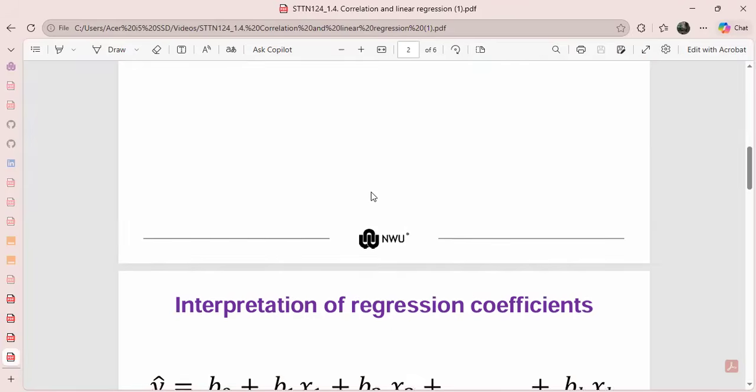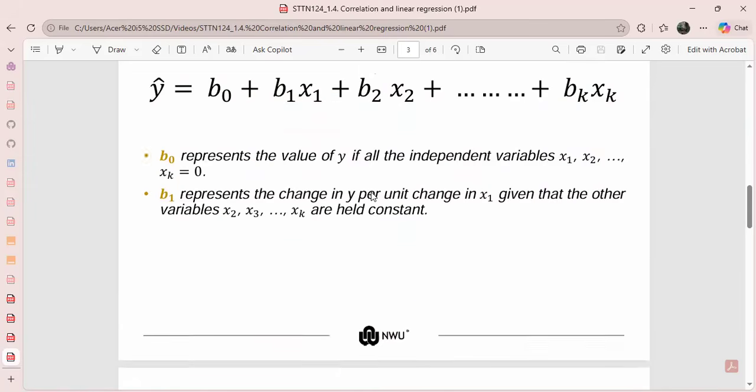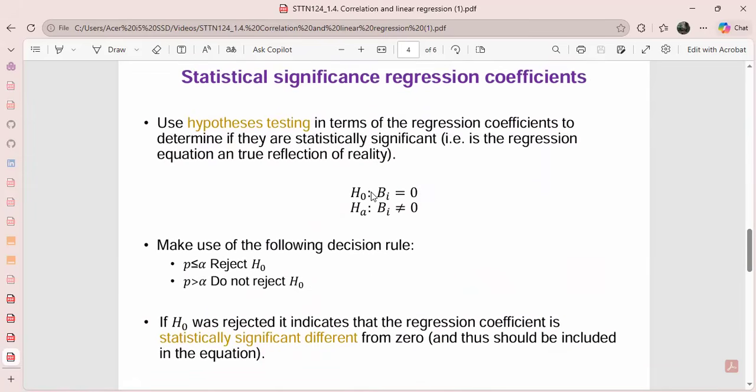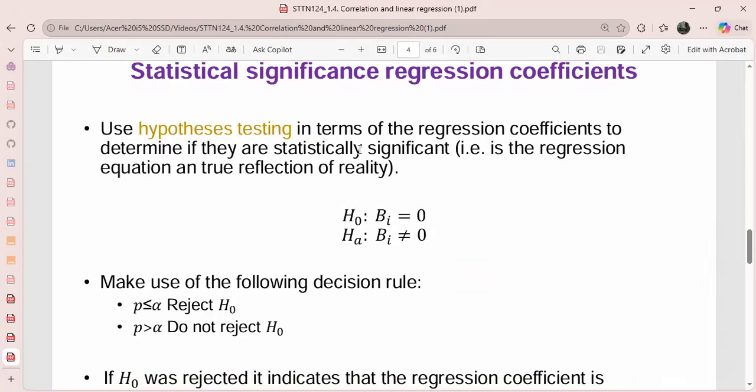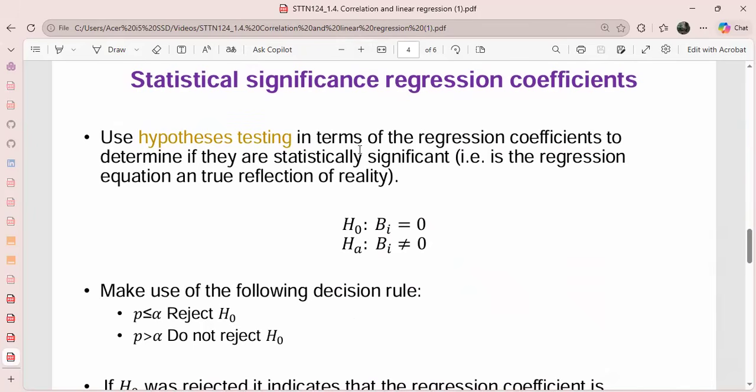And now for 1.4. This is one of the questions where most students are struggling, and it's easy. So I'm going to show you guys a strategy on how to solve this whole thing. It's what we call statistical significance of regression coefficients. It's based on hypothesis testing.